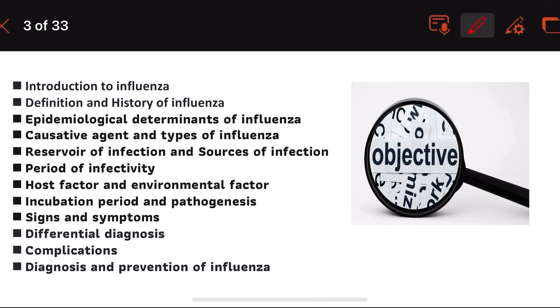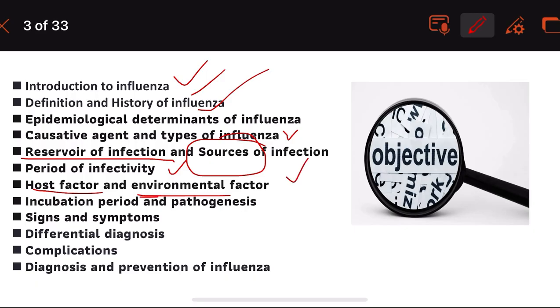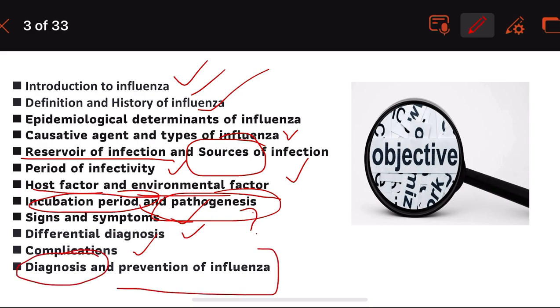Following that, we will discuss the epidemiological determinants of influenza: the causative agent and types of influenza, the reservoir of infection, and also the source of infection, period of infectivity, host factor, environmental factor, and the incubation period of influenza. Then the pathogenesis, signs and symptoms, differential diagnosis, complications, and lastly, the diagnosis and how we can prevent influenza.